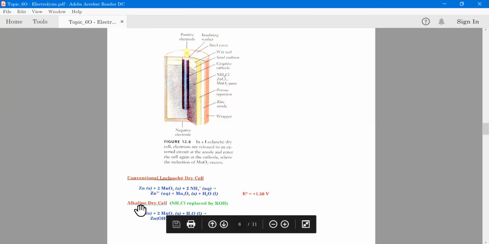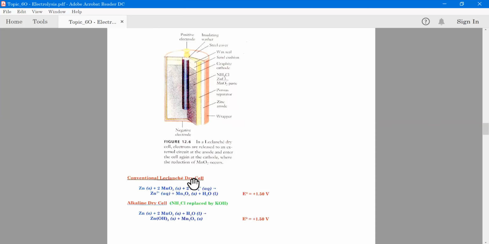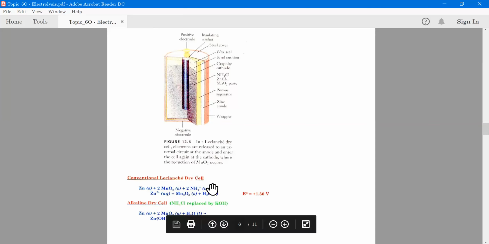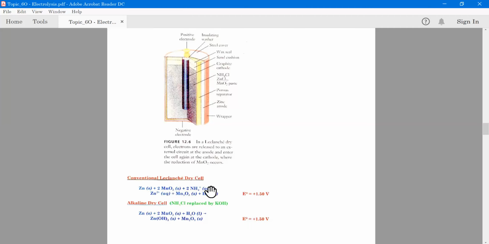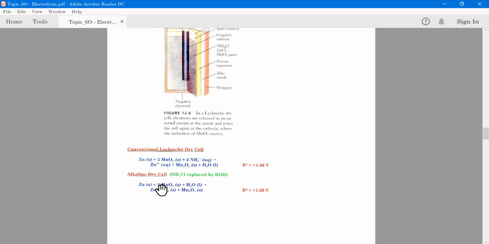Nowadays, most of them use what's called an alkaline dry cell, in which the ammonium chloride that was in here is replaced by potassium hydroxide, and the KOH serves as a means of making this a conducting material. In this case, the same reaction occurs with zinc going to zinc 2, in this case zinc 2 hydroxide, but now it's combined as zinc hydroxide, which is not soluble. It stays in that paste. It doesn't form a zinc 2 chloride as it would up in this cell.